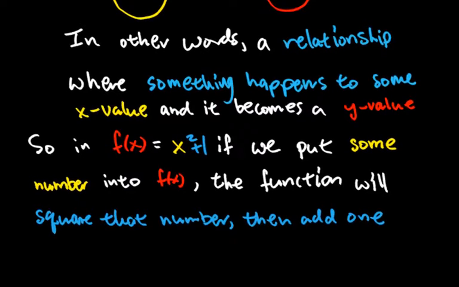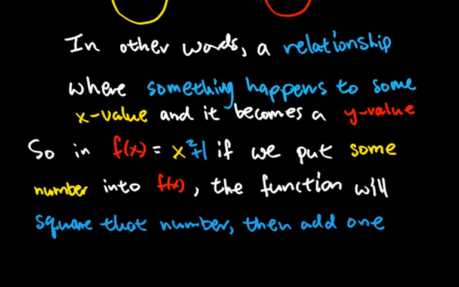So what that means is there's a relationship where something happens to X values and then they become a Y value. For instance, in f of X equals X squared plus 1, if we put some number into f of X, then the function is just going to square that number and add 1 to it. That's the something that happens. And the result is going to be that Y value. So you put in an X, you get a Y after things happen to it.